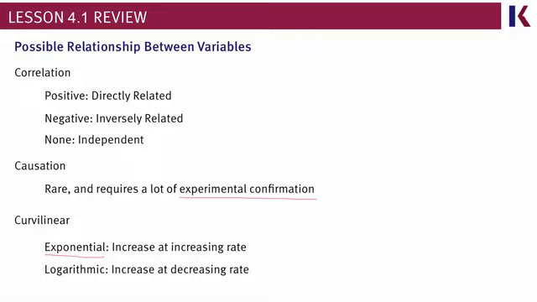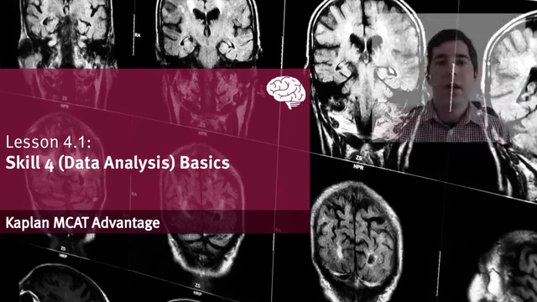Finally, relationships need not be straight lines. Indeed, an exponential relationship will be one where as one variable increases, the other increases at an increasing rate. In other words, there's a curvature upwards. Whereas a logarithmic graph would be one where an increase in one variable is correlated with an increase in another variable, but at a decreasing rate. In other words, usually a curvature downwards.